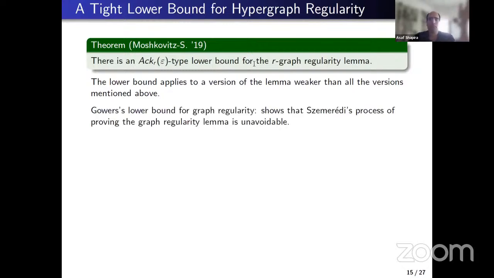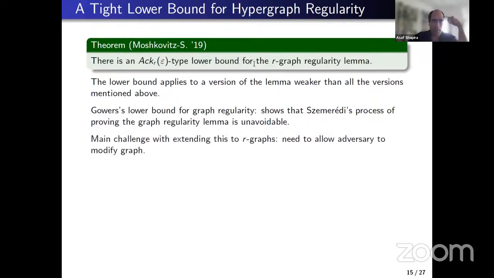Now, it's a somewhat involved proof, but just a hint on what's going on there. How did Gowers prove his lower bound for the graph regularity lemma? His insight was to show that the process for producing a regular partition, as in Szemerédi's proof, is unavoidable. This process goes by starting from a partition and repeatedly refining it, each time paying an exponential payment. Because we do this 1 over epsilon many times, this series of exponentials gives you a tower bound.